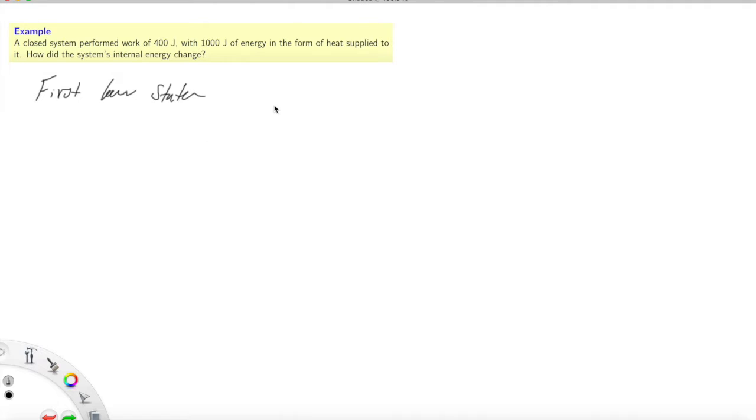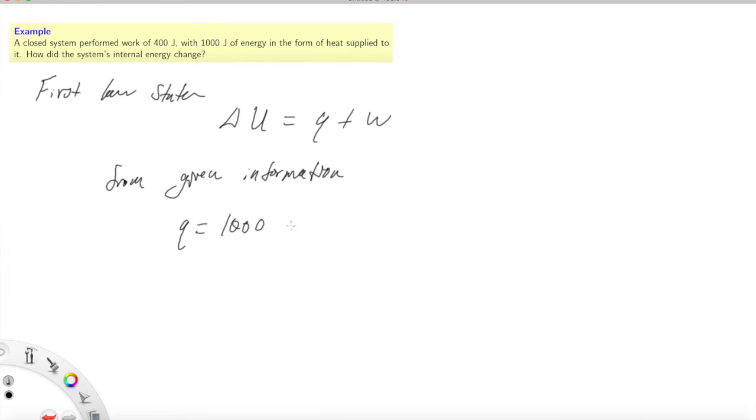So we're going to look at what the first law states, and that is delta U, the change in internal energy, is equal to heat, which is Q, plus W for work. And we have the given information, and the given information says that Q, or heat, is equal to 1000 joules. And we get that in the problem from where the problem states that 1000 joules of energy in the form of heat is supplied. And we also have negative 400 joules for W, or work.